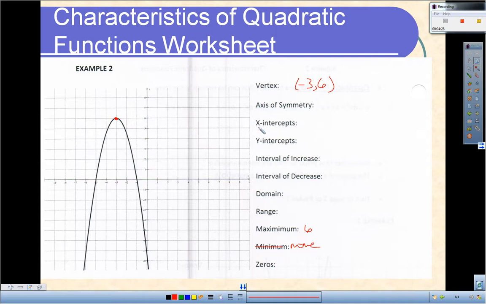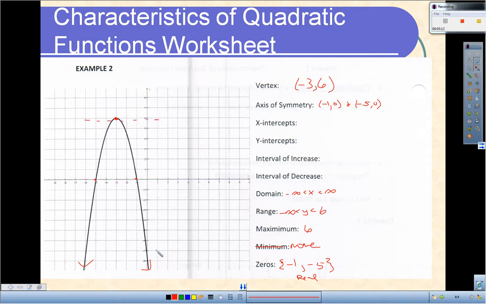Zeros, let's look at the x-intercepts. My x-intercepts, it does cross the x-axis in two places, at negative 1, 0 and at negative 5, 0. So my zeros are simply the x value. So my zeros are negative 1 and negative 5. Those are my two real zeros because they cross the x-axis at real numbers. My domain is still all real numbers, so I'm just going to write negative infinity to infinity. My range, though, it keeps on going down, so its range is from negative infinity up until my maximum, which is 6.